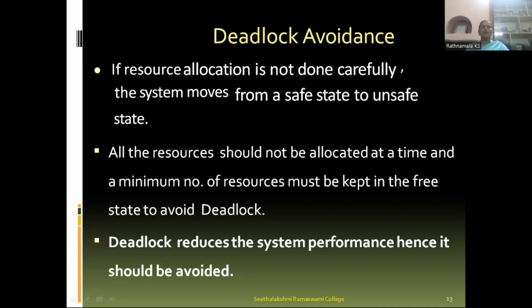Then only the system will be in a safe state. Otherwise, it will often move from safe state to unsafe state. All the resources should not be allocated at a time, and a minimum number of resources must be kept in the free state to avoid deadlock. This is another solution, because if there is a deadlock, the free resource can be immediately allocated to the expected process, and then the deadlock can be resolved. Finally, deadlock reduces the system performance, hence it should be totally avoided.